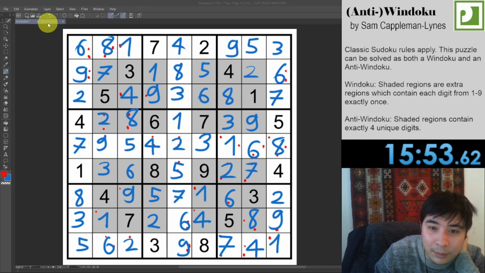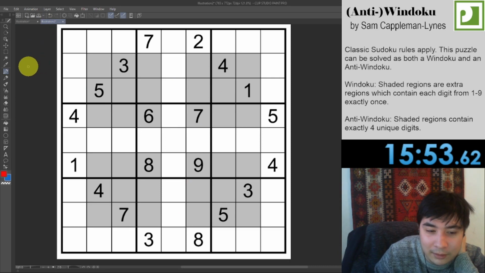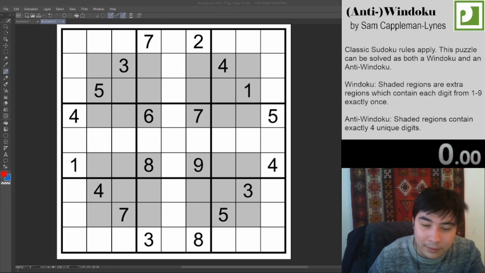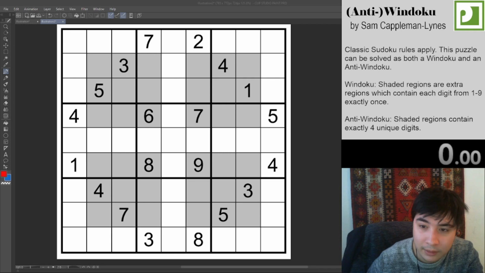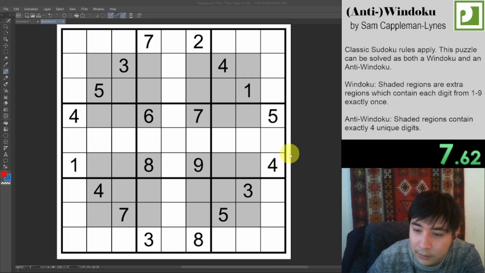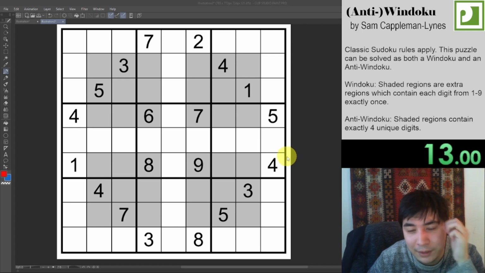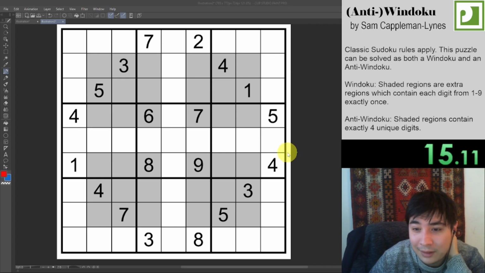Now let's check the same Sudoku, but it's now an anti-windoku. As a reminder, we are now looking at 4 extra regions which can only contain 4 different numbers, and that's it. So let's check that out. This puzzle is going to be easier than the other one, by the way. Just point value wise. However, I am trying to find a start.